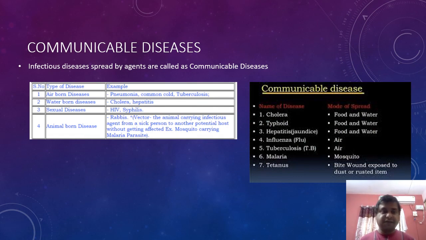Communicable diseases. Infectious diseases spread by agents are referred to as communicable diseases. In this case, we see different types of diseases that are airborne, waterborne, sexual diseases, or animal-borne diseases. The examples given over here are, airborne: pneumonia, common cold, tuberculosis; waterborne: cholera, hepatitis. Then you have sexual diseases like HIV, syphilis, and so forth. Also, you have animal-borne diseases, like rabies, which can be caused by an infected or rabid dog.